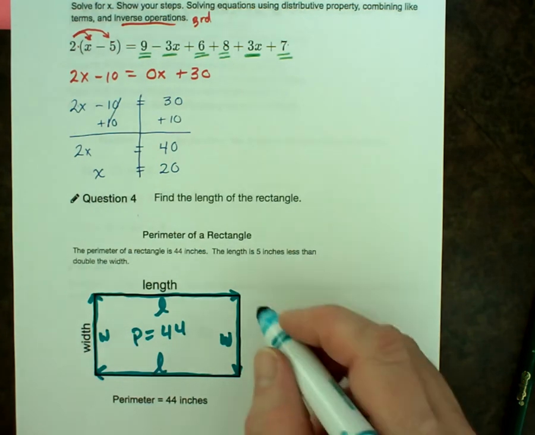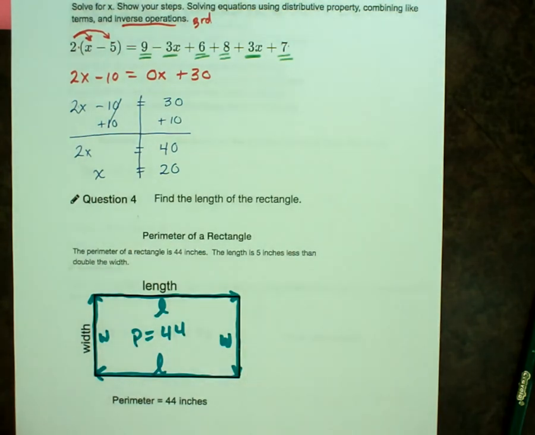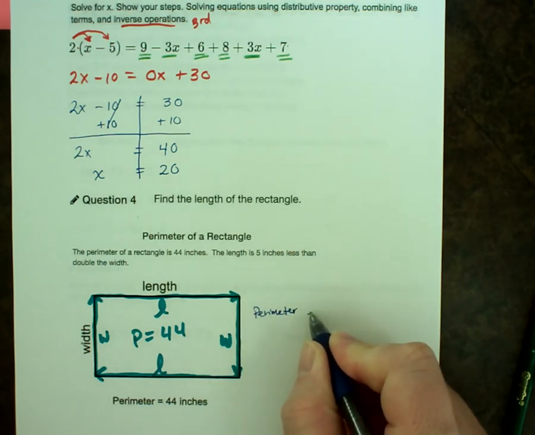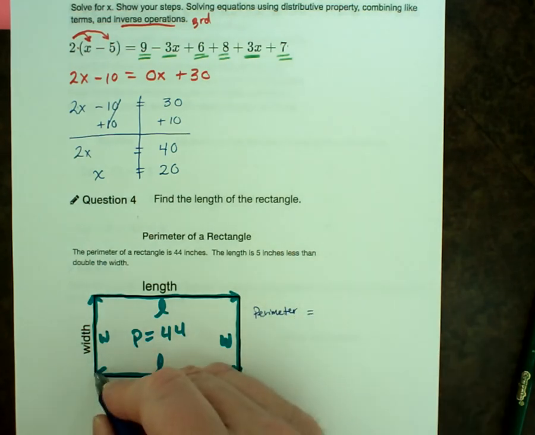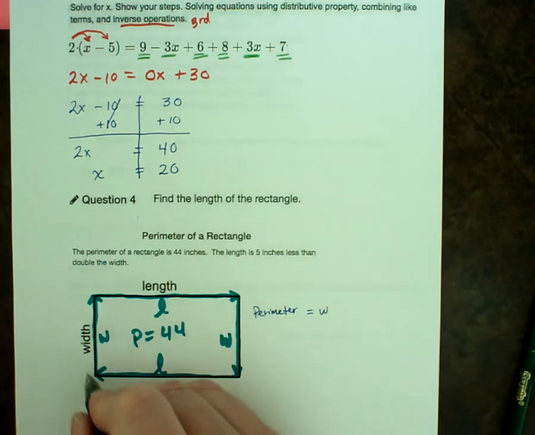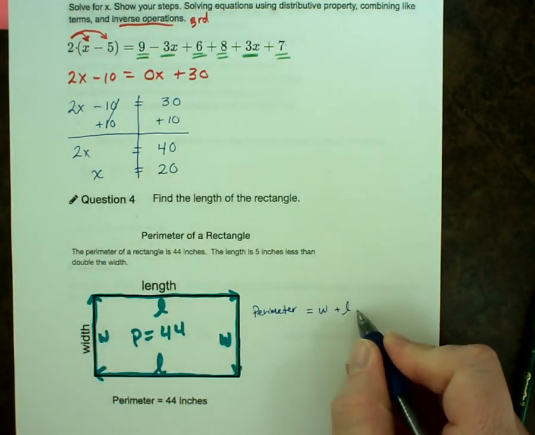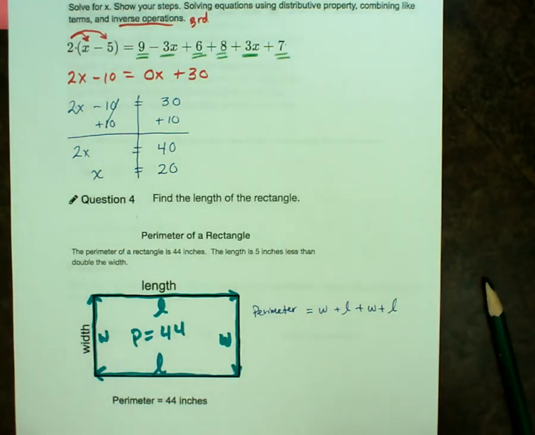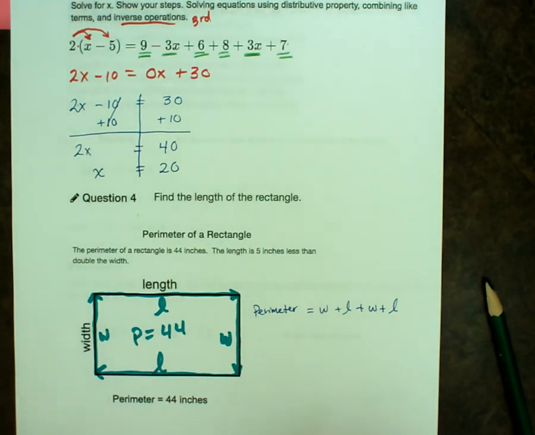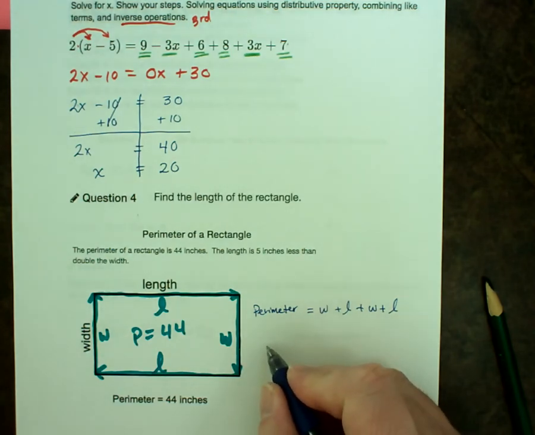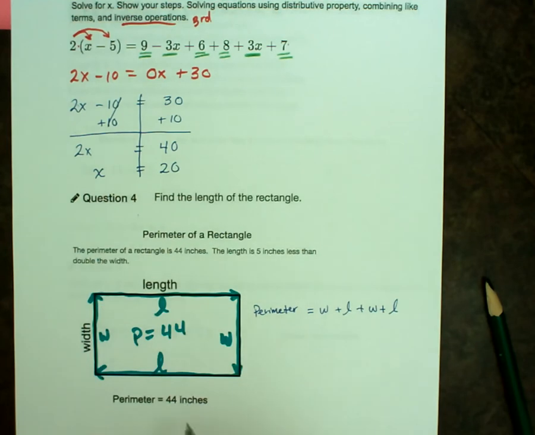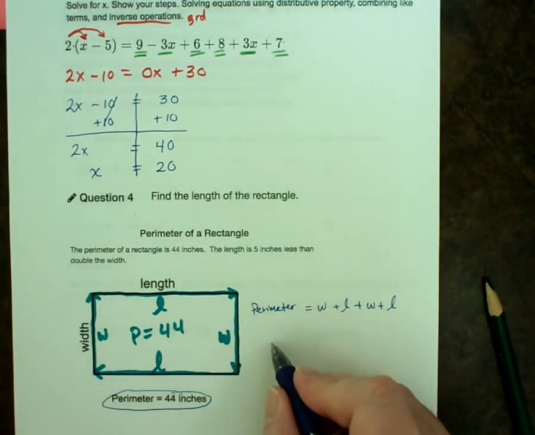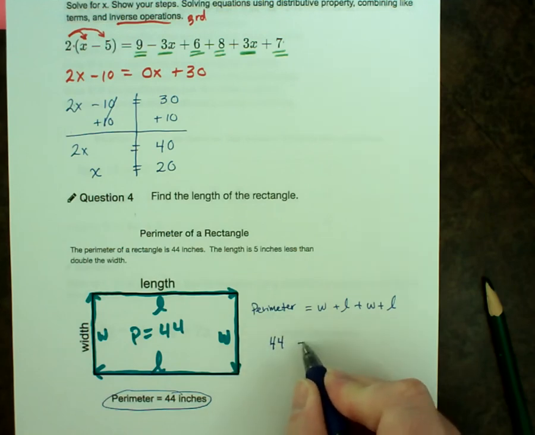So if I think about what I've done, the perimeter is equal to, what was it? The width, I traveled the width, plus a length, plus the width, plus the length. I happen to know that the perimeter is 44 inches, so I can change the word perimeter to 44.